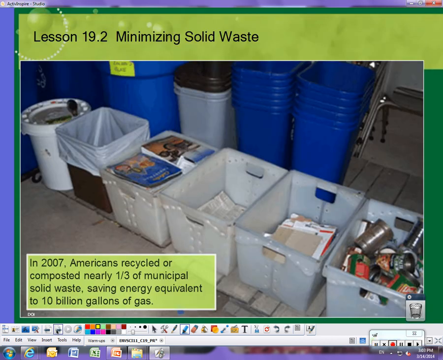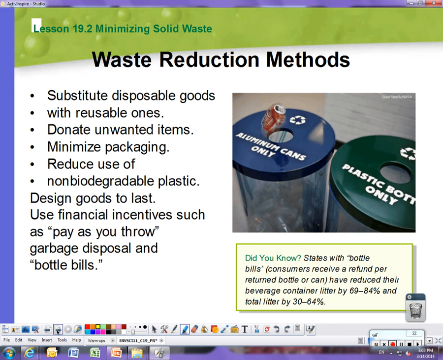All right, minimizing the waste. Waste reduction methods. Okay, reduce, reuse, recycle. We know that. But the big thing now, the big issue now is not reduce, reuse, recycle. It's not to produce waste to begin with. Don't have to reduce it, don't have to recycle. It's that we don't have to produce the waste.